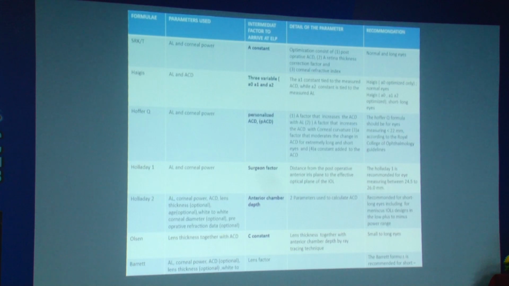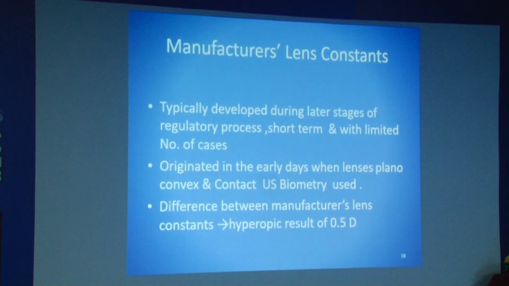And there are some intermediate factors that have been used to assume or arrive at effective lens position. While SRK/T had the A constant, Haigis and Holladay 1 have personalized constants. Haigis has A0, A1, A2, Hoffer Q and Holladay 2 have anterior chamber depth, Holladay 1 has the surgeon factor, Olsen has the C constant, and Barrett has the lens factor. So what are these lens constants actually?